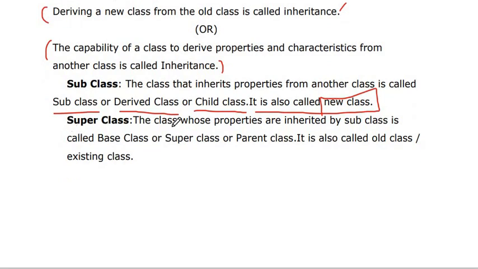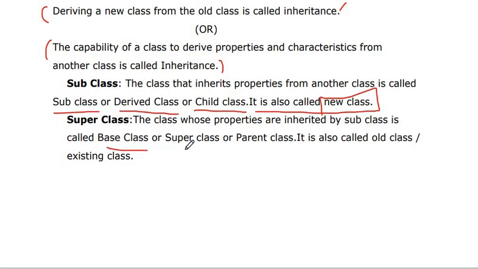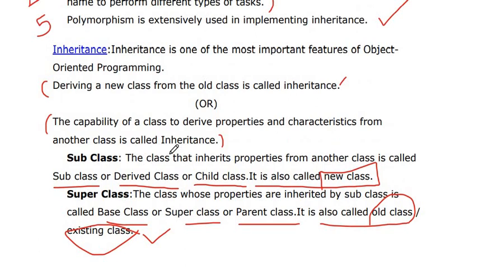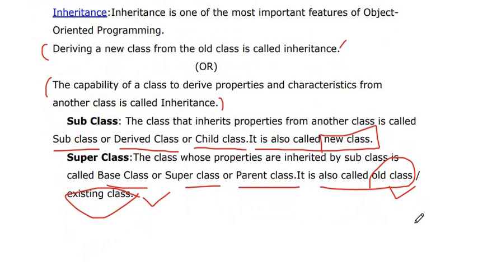Next, let us see superclass. The class whose properties are inherited by the subclass is called a base class, or it is also called a superclass, or a parent class, or an old class, or an existing class. These are the definitions of inheritance, subclass, and superclass. Subclass is also called new class. Superclass is also called old class or existing class.